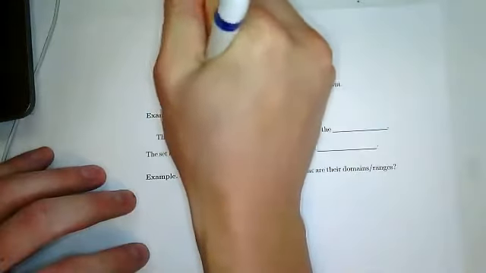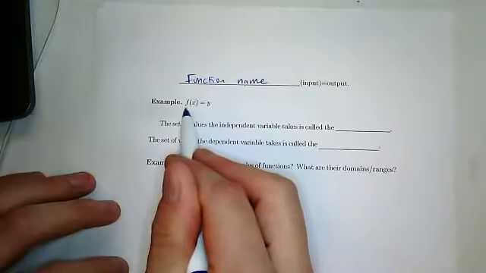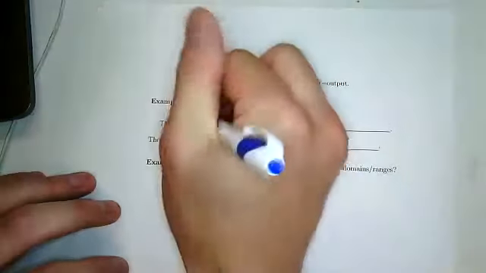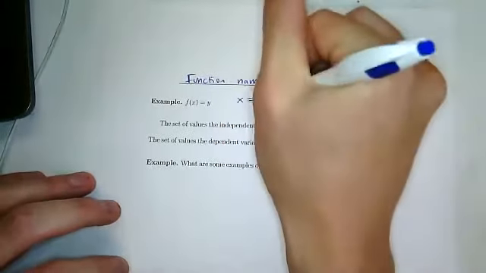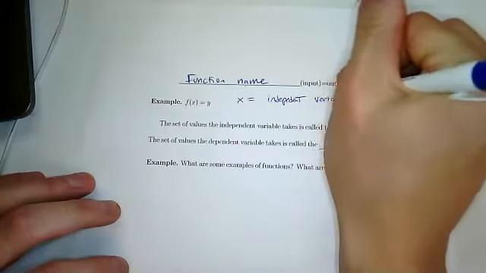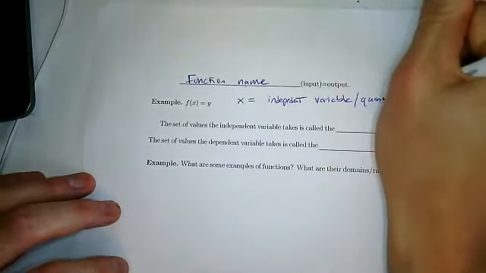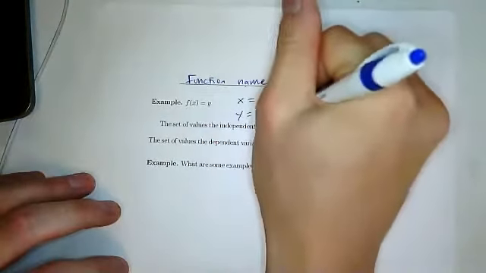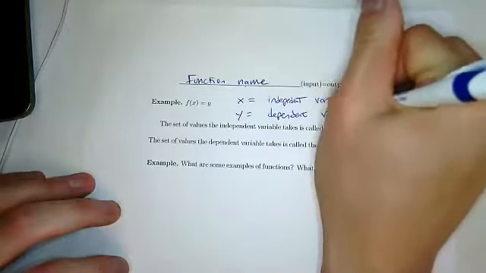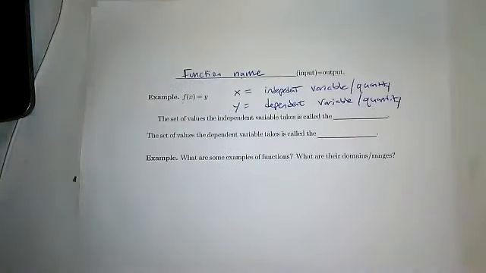And so as I said, rewrite: function name, input, output. So this is just regular function notation, right? So for example, f of x equals y, like I said, where x equals the independent quantity, I'll say variable. Quantity is the same thing. And then y is the dependent variable. And again, quantity. I'm only saying quantity because that's what the book says, I think.